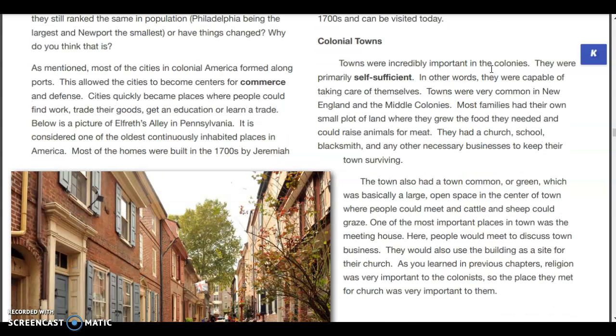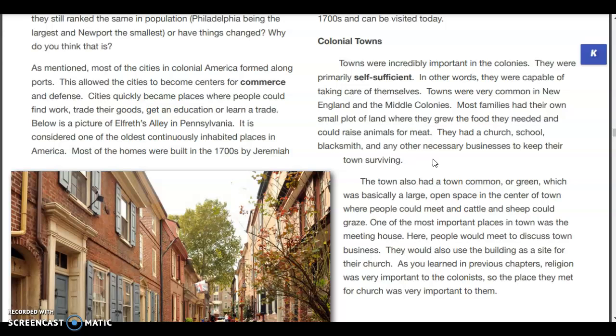Towns were incredibly important in the colonies. They were primarily self-sufficient. In other words, they were capable of taking care of themselves. Towns were very common in New England and the middle colonies. Most families had their own small plot of land where they grew the food they needed and could raise animals for meat. They had a church, school, blacksmith, and any other necessary businesses to keep their town surviving.